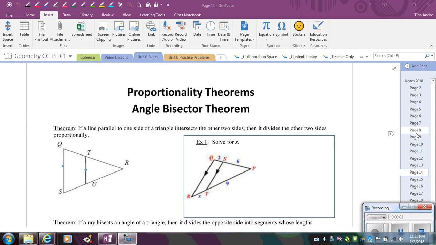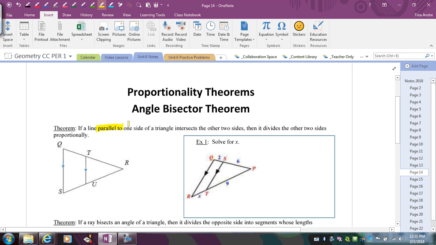In this lesson, we're going to look at 3 new theorems that deal with proportionality. So if we look at this very first theorem, it says that if a line parallel to one side of a triangle intersects the other two sides, then it divides the other two sides proportionally. So if you have a line that is parallel and it intersects two other sides of a triangle, so it's parallel to one side and it intersects the other two, then that means that it's dividing the other two sides proportionally. So this is sometimes referred to as the Side-Splitter Theorem.